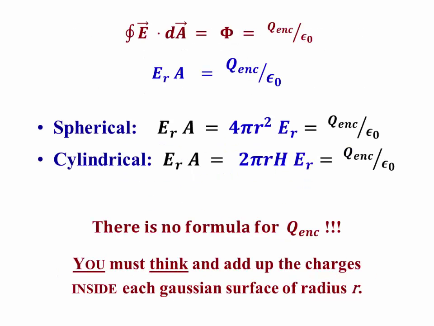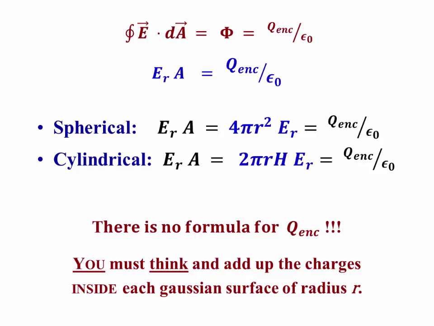The flux is just the integral of E dot dA, and that gets turned into a field strength times an area. For a spherical case, that area is 4 pi r squared. So you get the expression here, 4 pi r squared E R equals Q enclosed over epsilon naught. For a cylindrical case, that area is 2 pi r times the height h of the cylinder. So you get 2 pi r h times the field strength. That's equal to Q enclosed over epsilon naught.